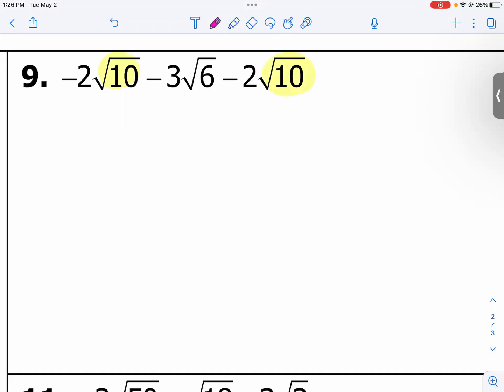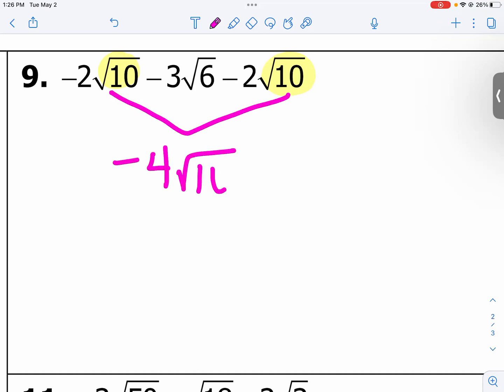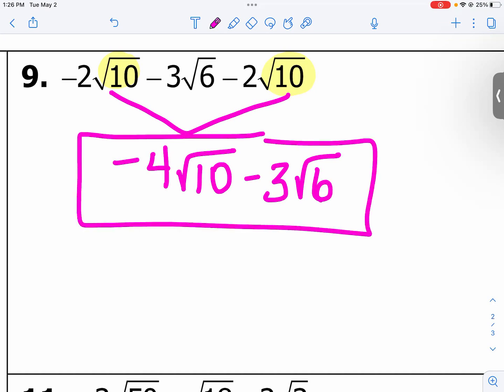Okay, so we can take negative 2 radical 10 minus 2 radical 10, and we can combine those for negative 4 radical 10. But we cannot combine minus 3 radical 6 because it has a different radical. So that's the answer. Isn't that lame? I love that. That's easy. Okay, so this is what's gonna happen.